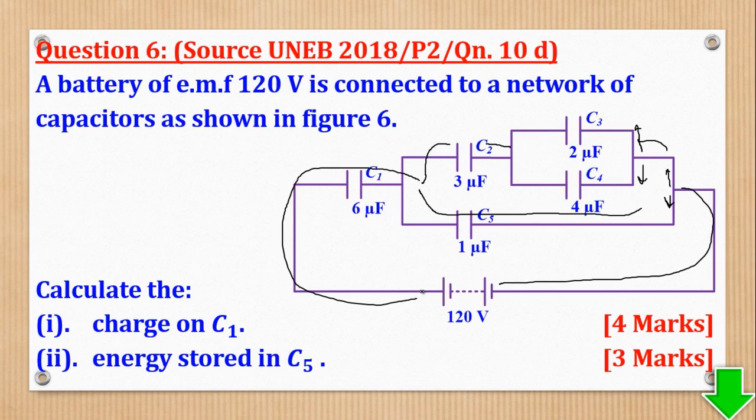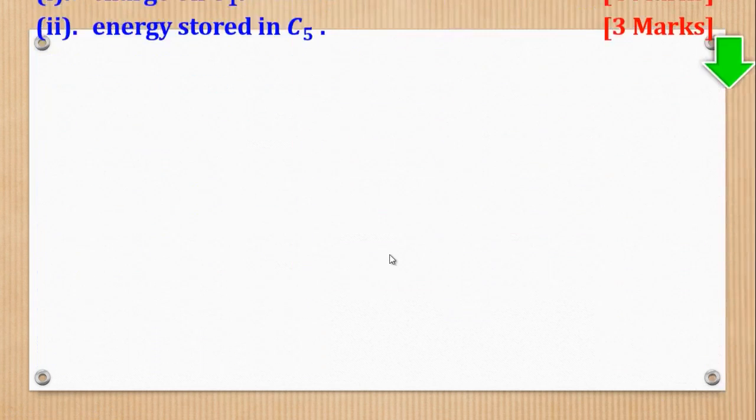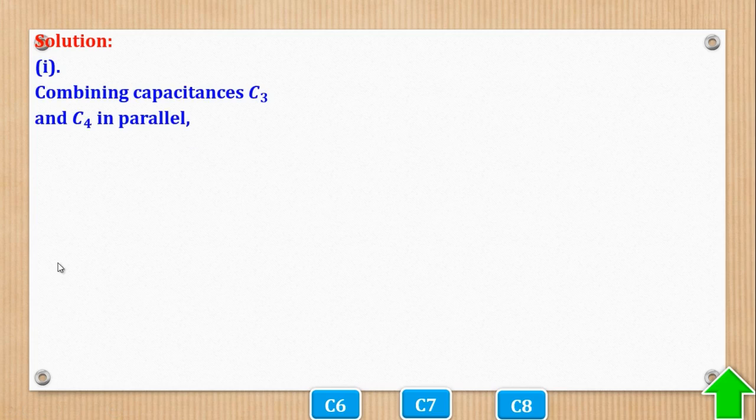So what does that mean? In order to get the effective capacitance, you have to first get where it last divided. So it is this part. So these two, we are going to first get the capacitance of these two combined parallel capacitors. So let's do that. Combining C3 and C4 in parallel, we shall come up with that. So parallel we just add.